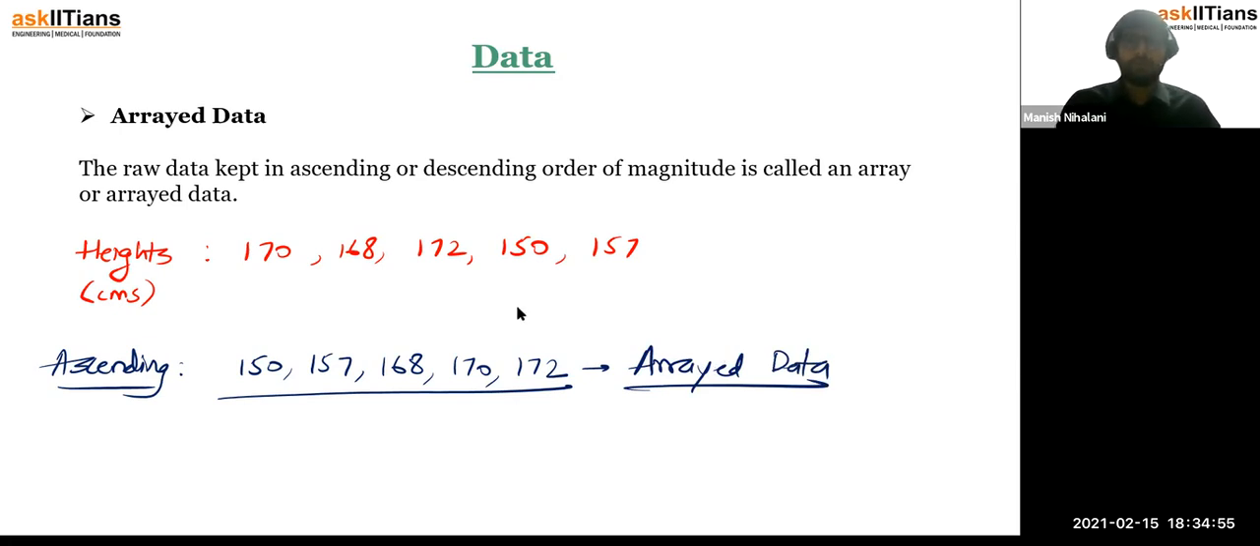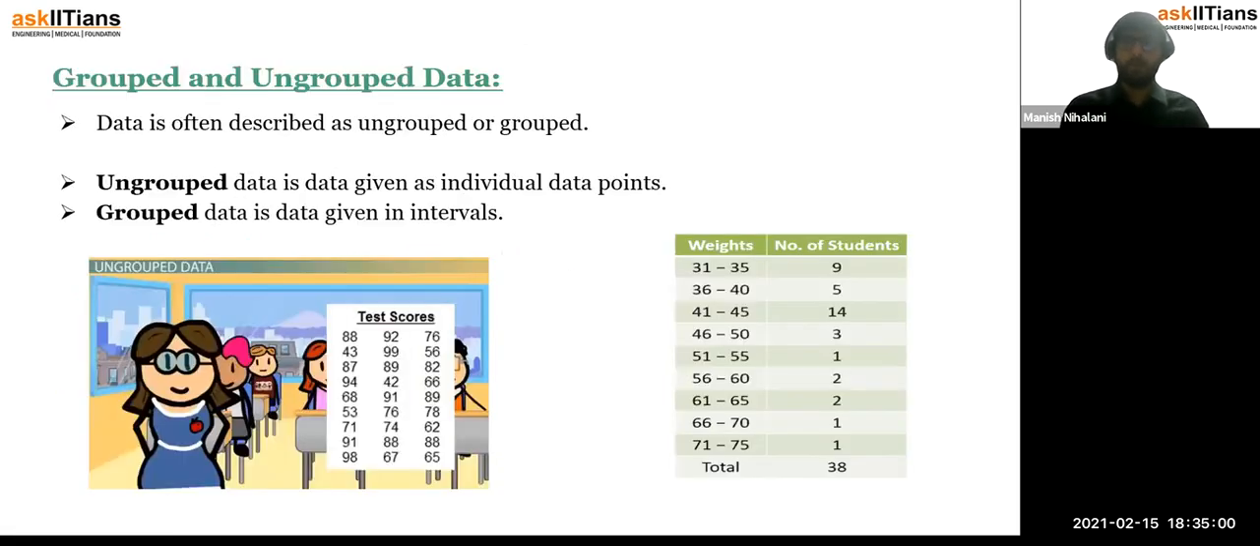That's it. So we have talked about primary data, secondary data, and arrayed data. Now we will be talking about grouped and ungrouped data. Ungrouped data is given as individual data points. For example, a teacher is noting down the test scores or the marks of students in a class, right? Out of 100, here we would have 88, 92, 76, and all of these different observations in a particular test scored by students, right?